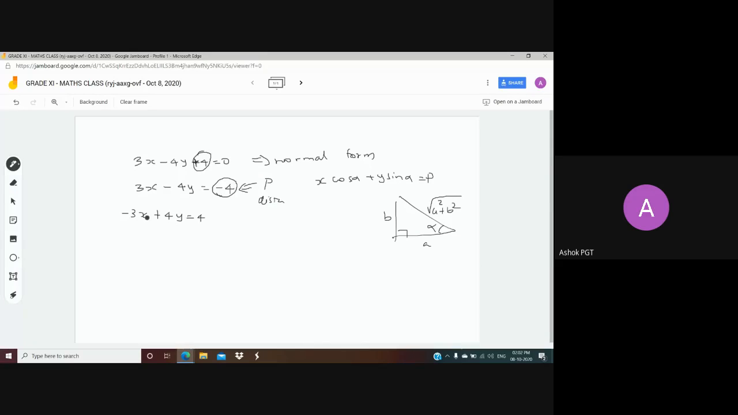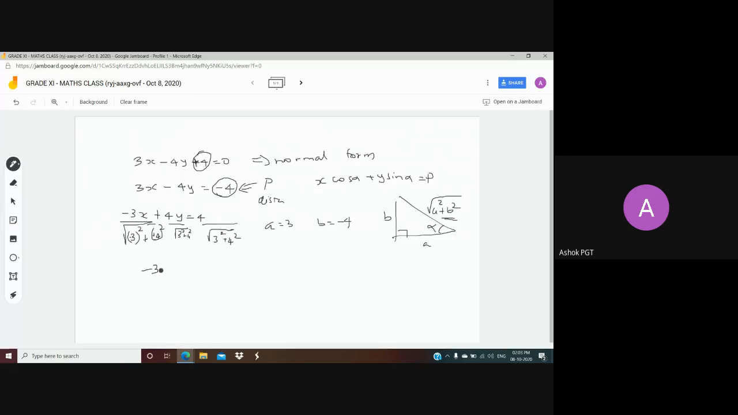After that, do you remember that we divided the entire equation by root over of a square plus b square. Here a value is equal to 3, b value is equal to minus 4. Hence we are dividing this by root over of minus 3 whole square plus 4 whole square. Similarly, on the right-hand side also, root over of 3 square plus 4 square. It may be minus 3 or plus 4, it will give the same answer only.